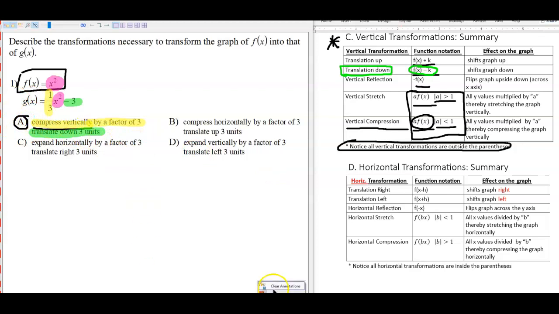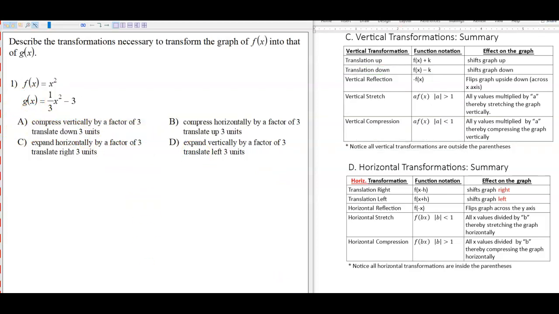So we had to do 3 things. The first thing we had to do was pick our chart. And to do that, we have to decide, are the numbers that they're giving us outside parentheses or inside? If they're outside the parentheses, we're going to use the vertical chart. If they're inside the parentheses, those are going to be horizontal ones, so we'll use the horizontal chart.